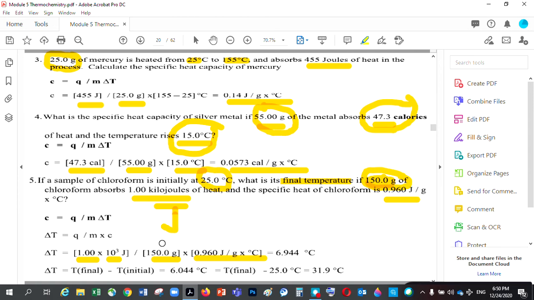So after calculation of the whole thing here, it came out to be about 6 degrees Celsius. 6 degrees is T final minus 25, correct? So you have to move the 25 to the 6 to get the T final isolated. The T final will then be 25 plus 6, 31.9. Okay.